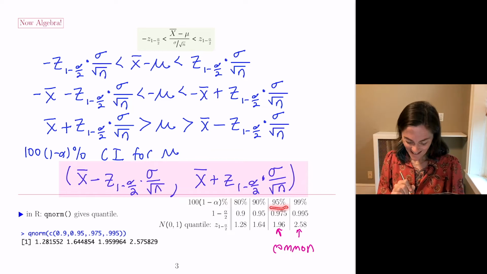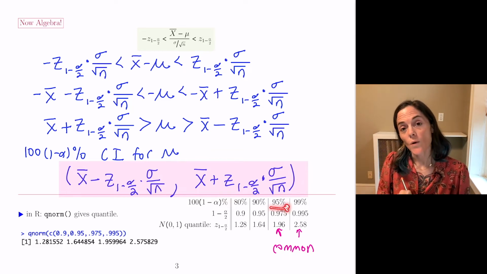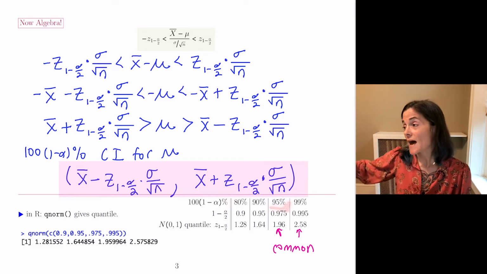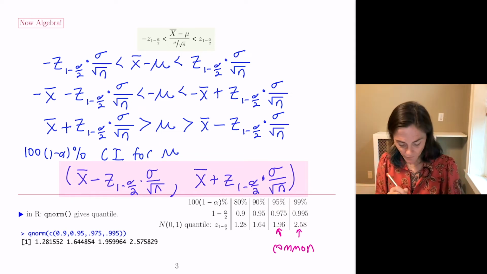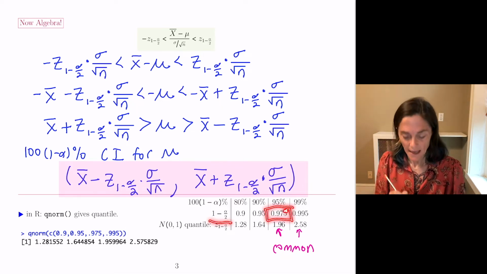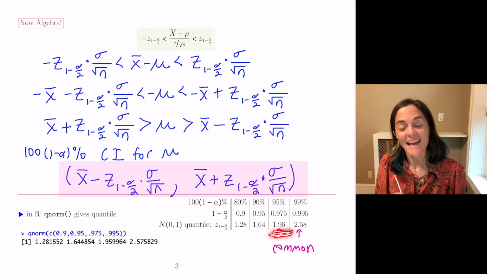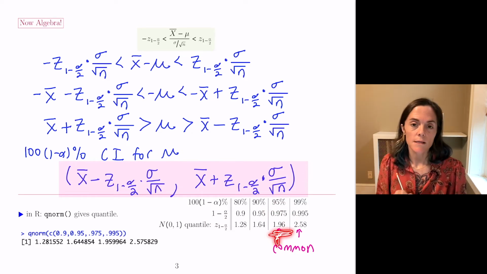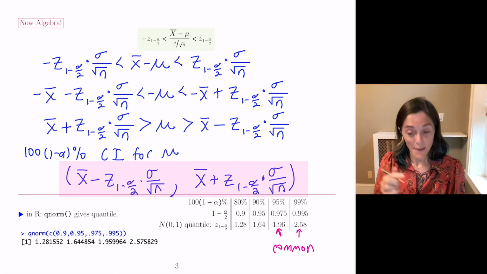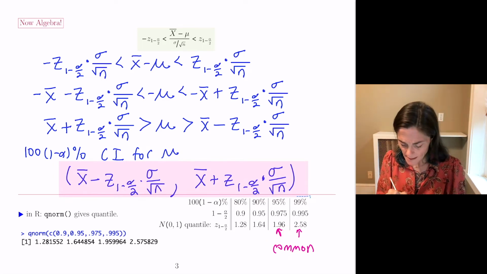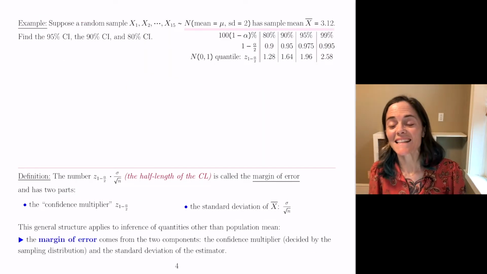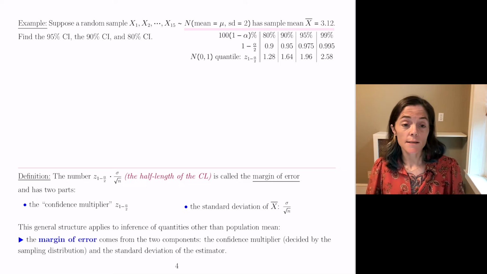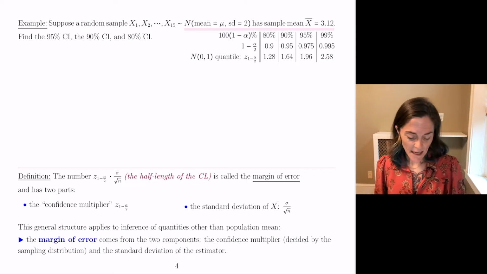And for example, 95%, well, the alpha is 0.05, which means we have 0.025 and 0.025 in each tail. This 1 minus alpha over 2 is 0.975. And then here is what we got from R for this quantile. So that is how to make sense of this table. Now let me take a screenshot of it so we can use it in our next example. All right, here is the screenshot just so we can work through this example.